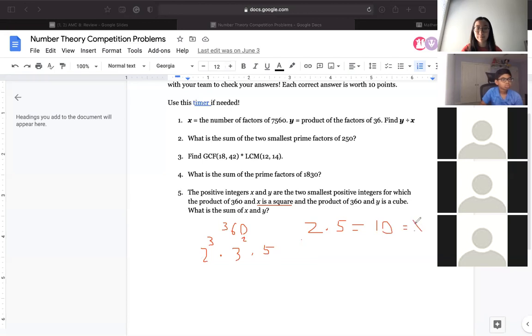And now we need to find y. For something to be a cube, its exponent has to be either 0 or a multiple of 3. So 2 to the 3rd is already fine. 3 squared, we have to multiply by another 3 to get 3 cubed. And then 5, we have to multiply by two 5s to get 5 cubed. So basically we're multiplying 3 times 5 times 5, which is 75. So y is 75. And then the sum of x and y would be 10 plus 75, which is 85. So that's the answer for number 5.